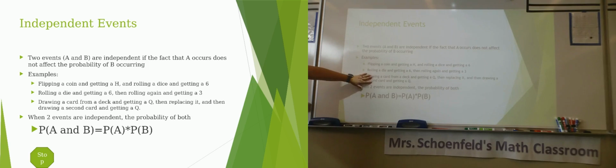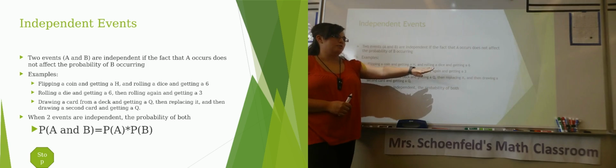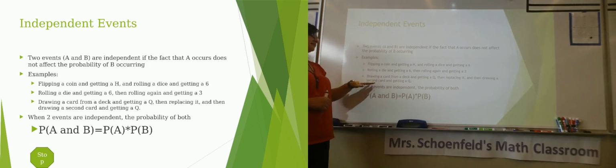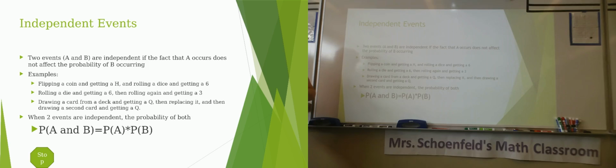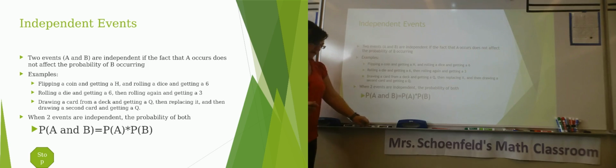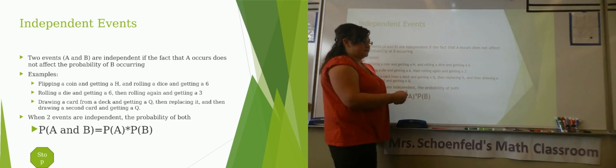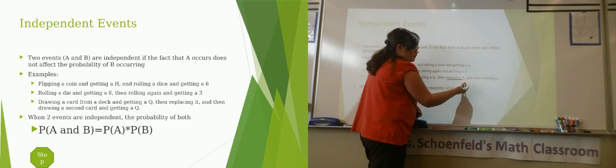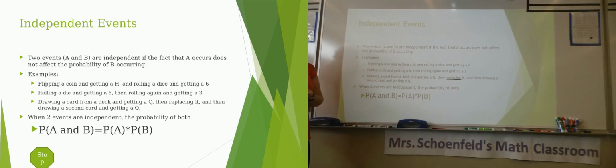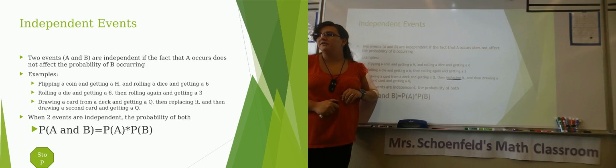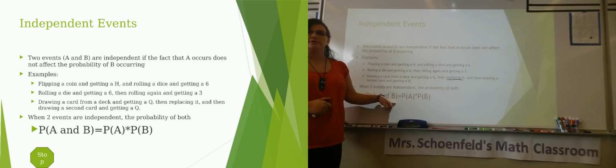Okay, drawing a card from a deck and getting a queen, replacing it, and then drawing a second card and getting a queen again. The main thing there for independent events with cards or balls or anything is replacing it. When two events are independent, the probability of both events is just the probability of each of them separately. Okay, so we'll do an example of this.